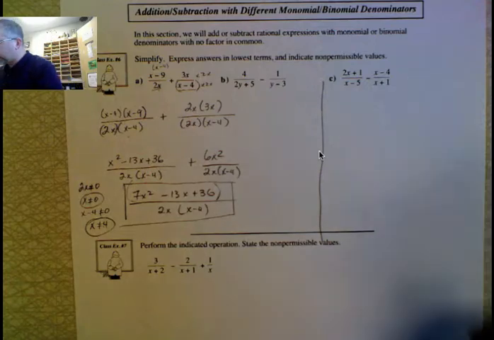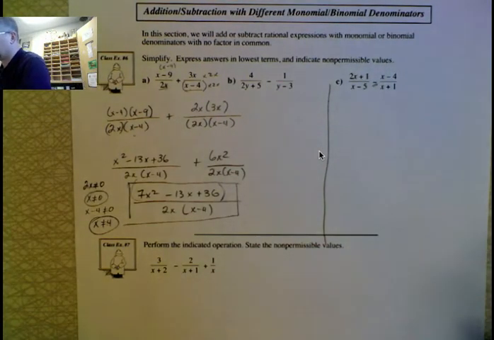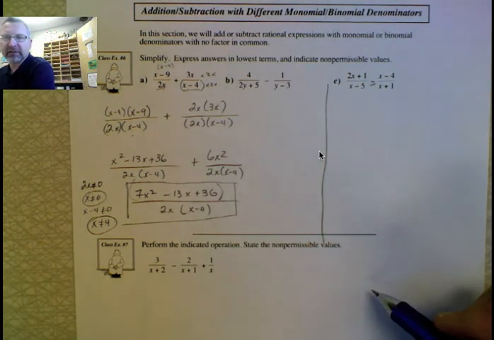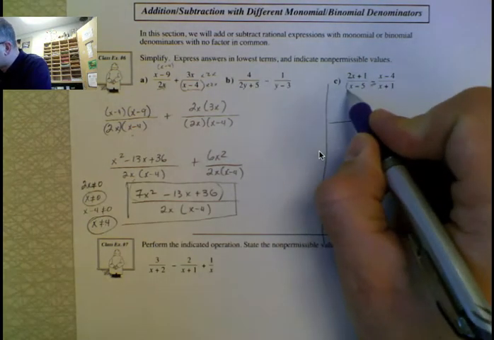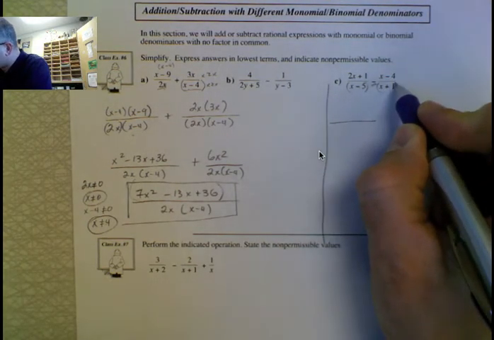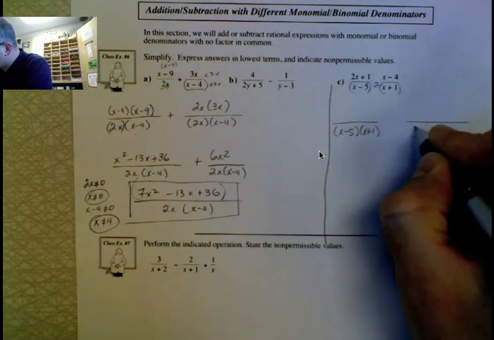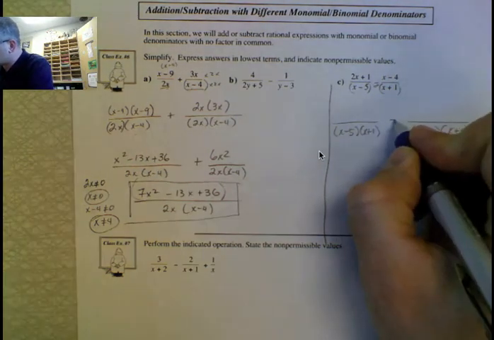You really, really have to be careful when you have questions that have negatives in them, because that negative applies to everything in that second fraction. So you really got to be cautious. In this case, we have two binomials, x minus 5 and x plus 1. So our common denominator involves both of those binomials.